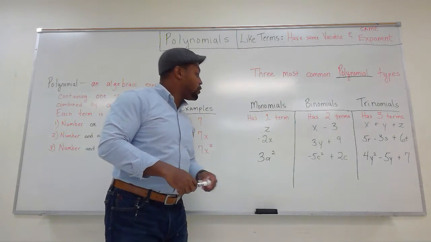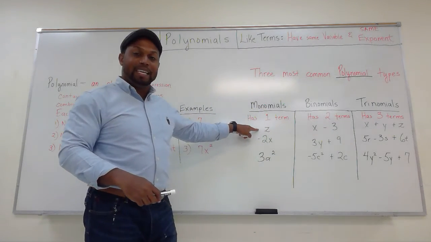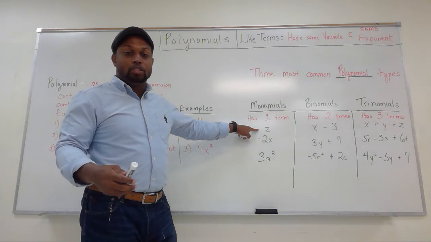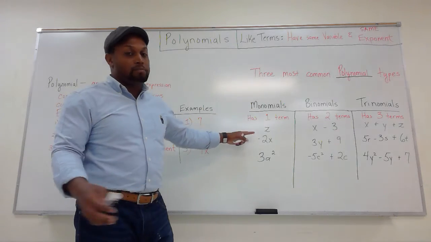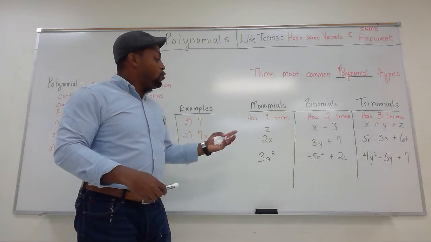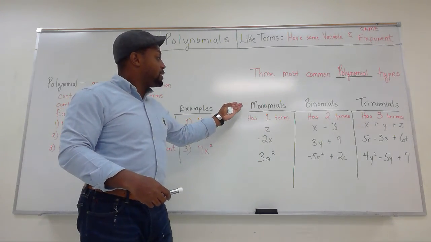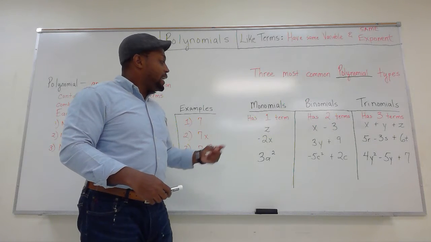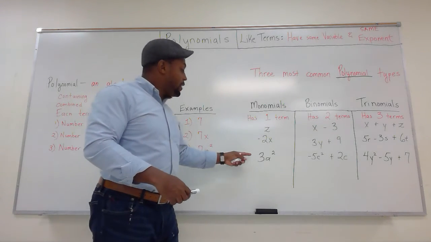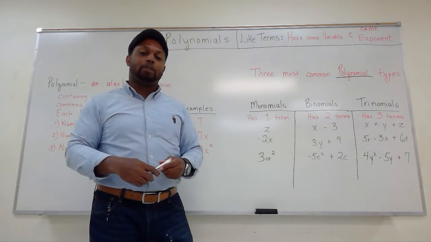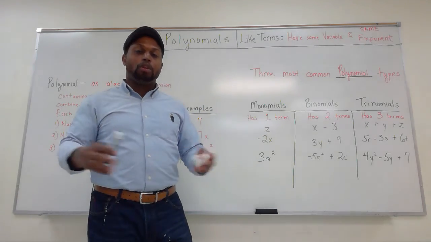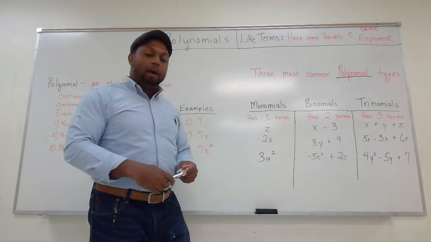Let's start with monomials. We see we have z all by itself, which is a term. We have negative 2x all by itself again, which is a term all by itself. That's letting us know we have a monomial. And then we have 3a raised to the exponent of 2. Okay, all just one term and therefore monomials.